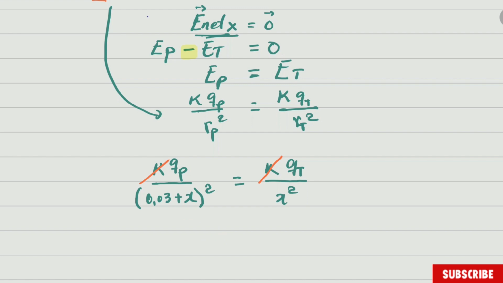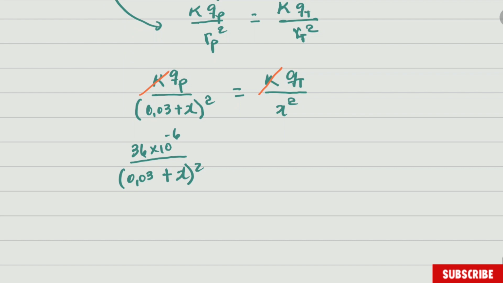So what we have is 36 times 10 to the minus 6 divided by 0,03 plus X, it's not a times, it's a plus here, and everything is squared. Let's move it a little bit up. There we go. All this is equal to the charge on T, 16. We do not substitute the signs here. Please be careful with that. Times 10 to the minus 6 divided by X squared.